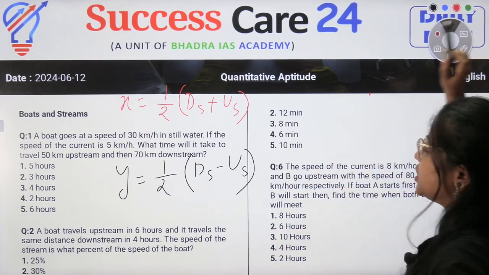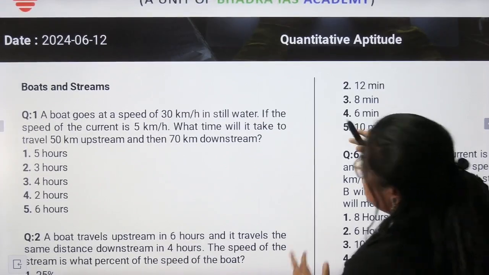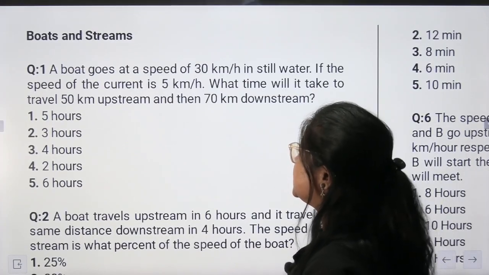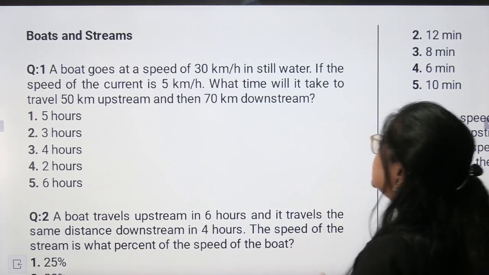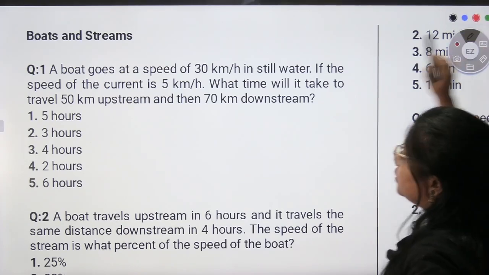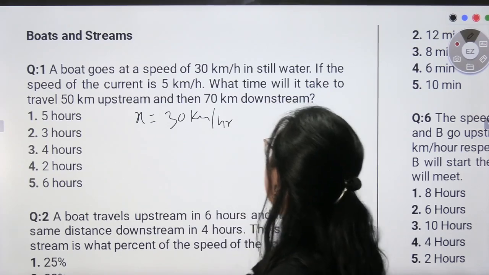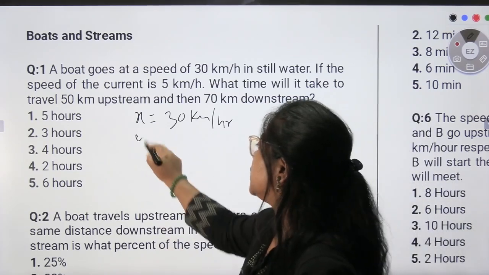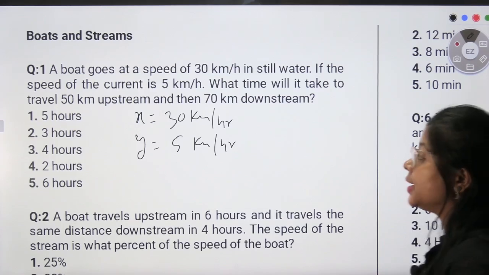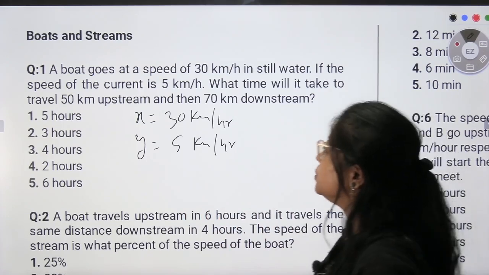So here is your first question. Let us read it. A boat goes at a speed of 30 km per hour in still water. So here x is given as 30 km per hour, and the speed of the current, that means y, is given as 5 km per hour. Then what time will it take to travel 50 km upstream and 70 km downstream? So you need to find the time.